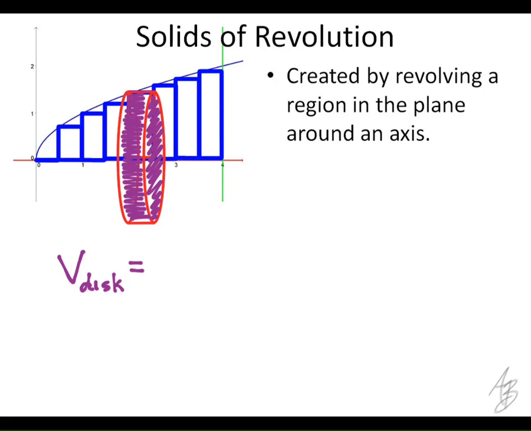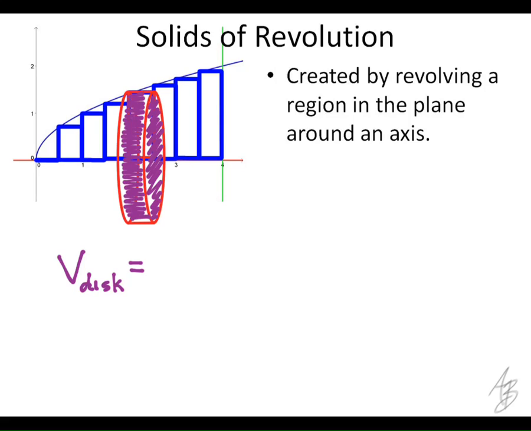And if we make it narrower, which realistically, if we were trying to approximate the volume of this thing, we would make it as narrow as we can. So if we made it narrower, it would look more like a disk than what we would call a cylinder, even though it is still a cylinder.